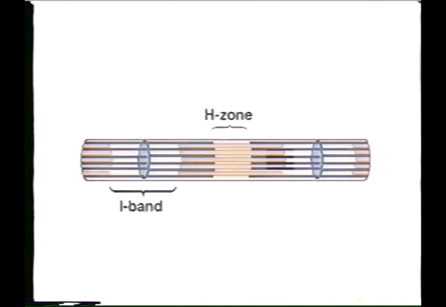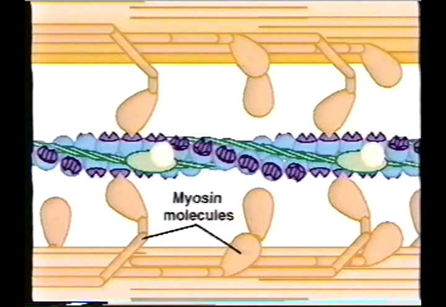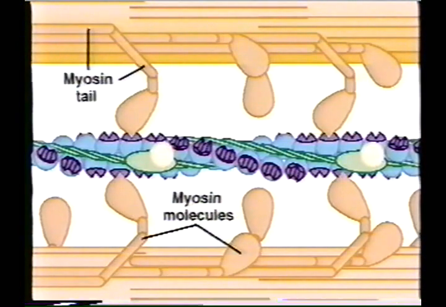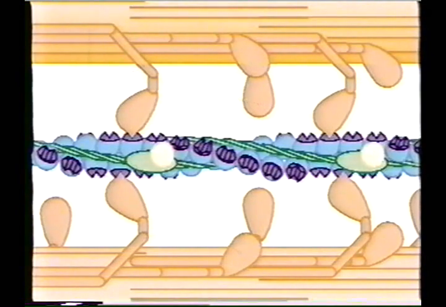A closer look at the structure of myosin filaments and actin filaments will reveal how this is accomplished. The thick filaments consist of several hundred myosin molecules. Each myosin molecule consists of a tail and a head region. The tails of the myosin molecules are held together, forming a central core, while the heads are free to protrude outward. Myosin molecules are oriented with their heads toward the ends of the A bands.